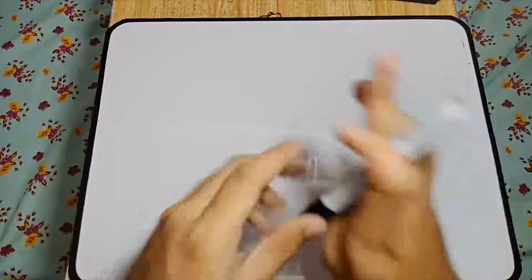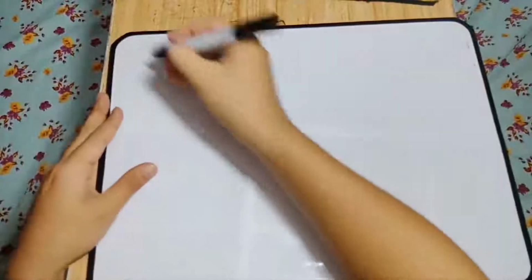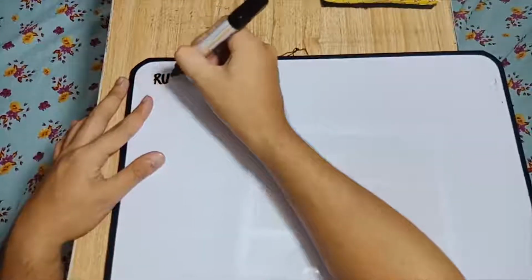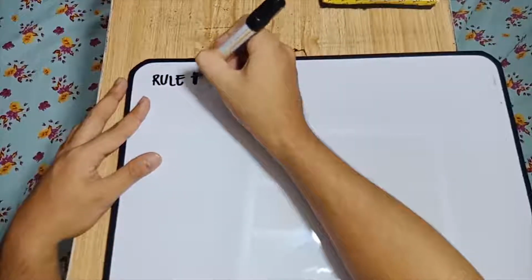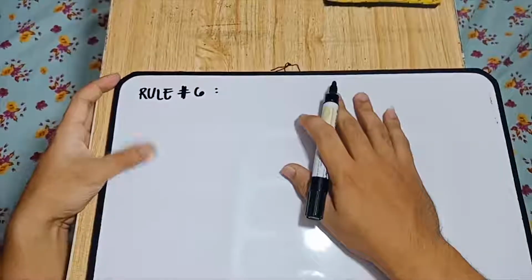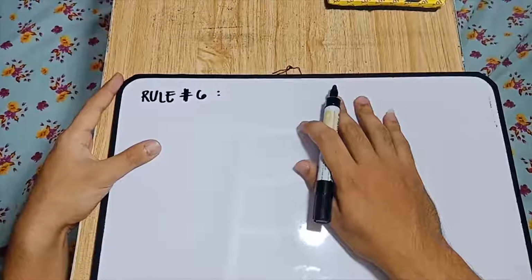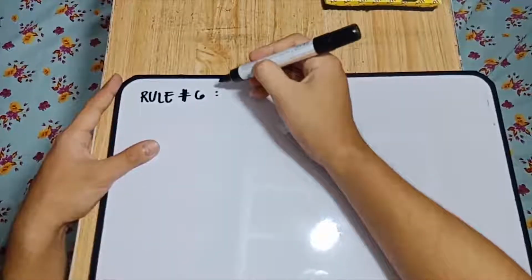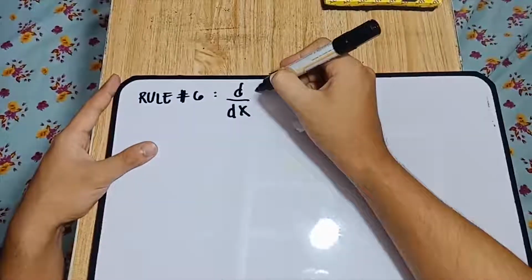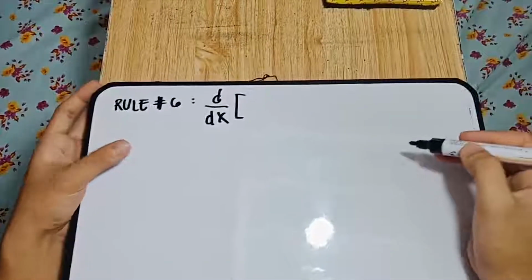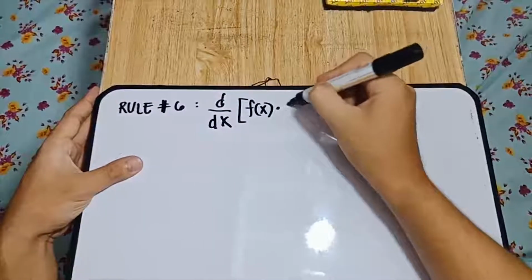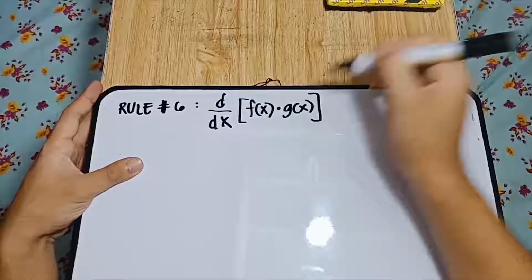Okay, so rule number 6 na nga tayo. So, ang rule number 6 natin is the product rule. So, paano ba yung product rule natin? So, let's say we have f of x and g of x again as our two functions. So, the derivative of the product of the two functions, yan.